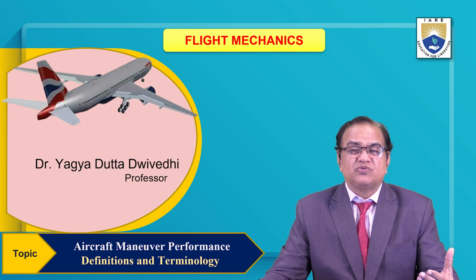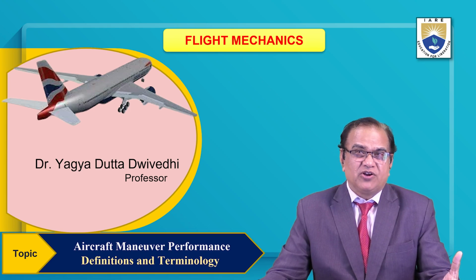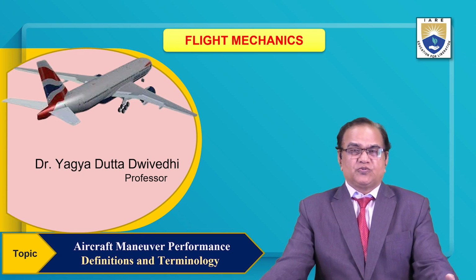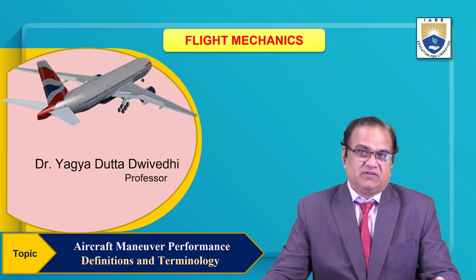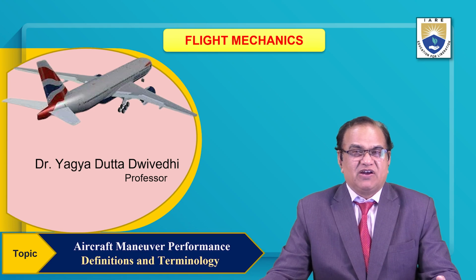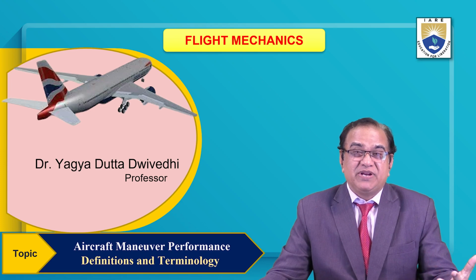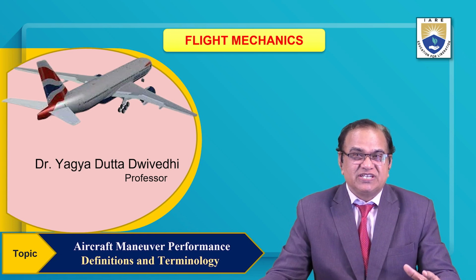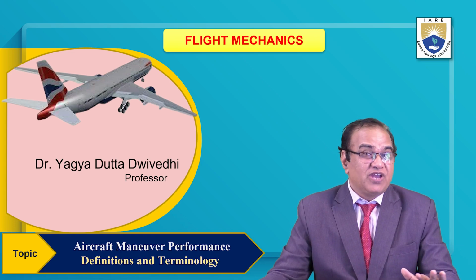Then we reached the second module, that is the cruise flight. In the cruise flight, we have learned the equations of motion, thrust required, power required, thrust available, power available, range, endurance, range for different parameters when angle of attack is changing, when altitude is changing, when velocity is changing. There are 3 different parameters which we have already done.